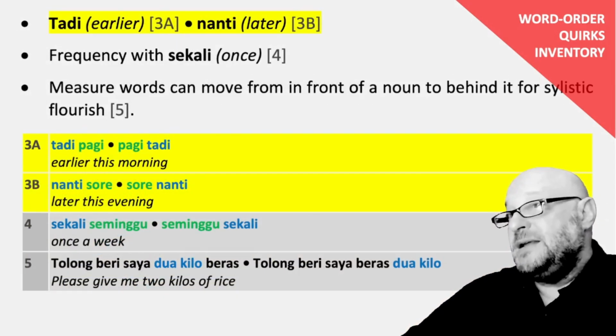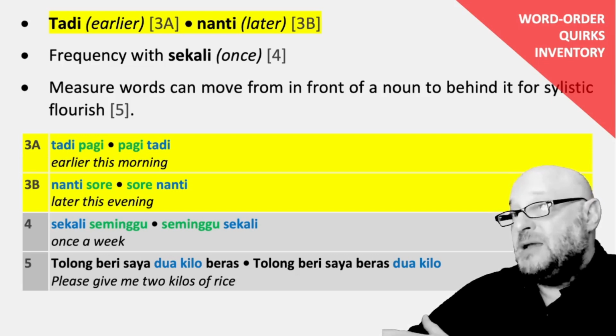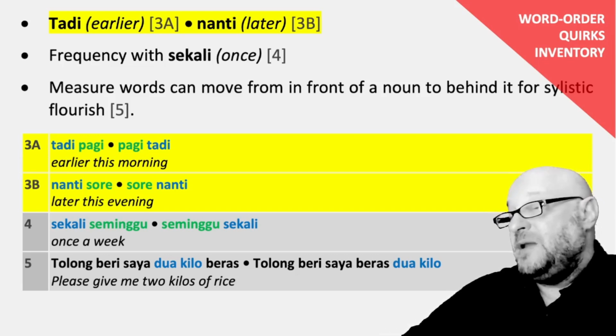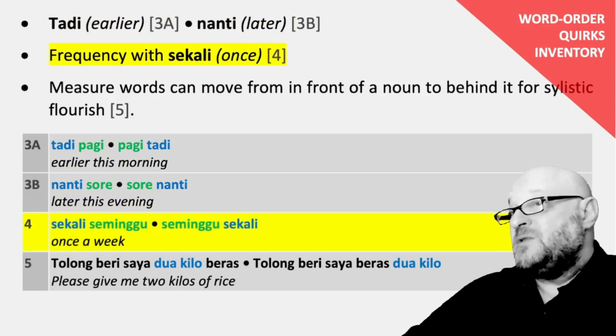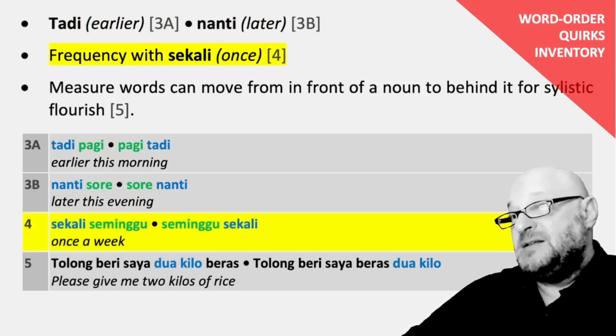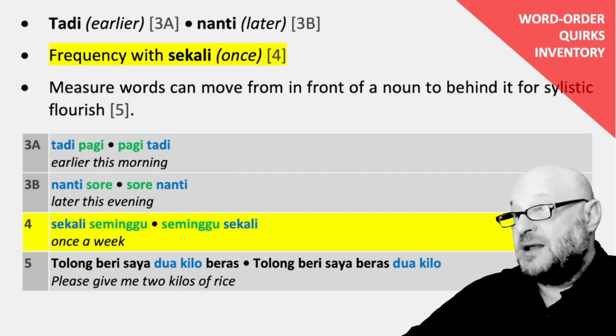Tadi and nanti, earlier, later. Example 3a, tadi pagi and pagi tadi mean earlier this morning. Example 3b, nanti sore, sore nanti means later this evening. Frequency with sekali. Example 4, sekali seminggu or seminggu sekali mean once a week.